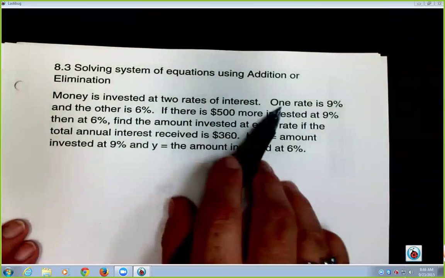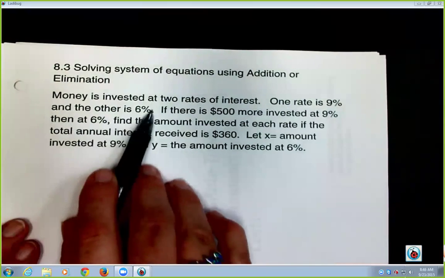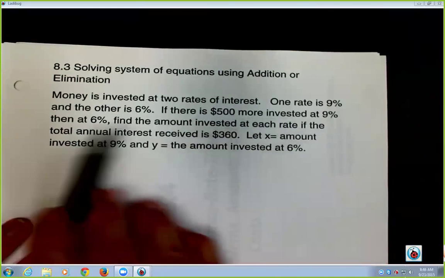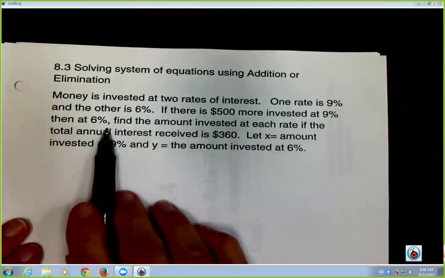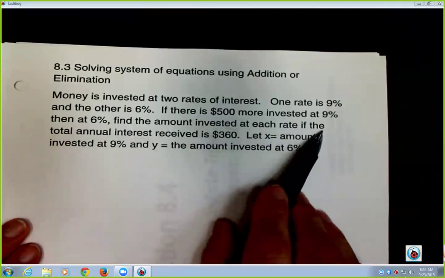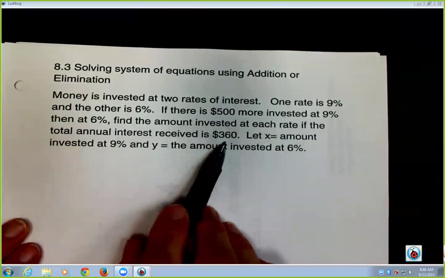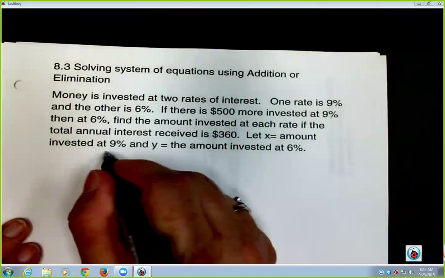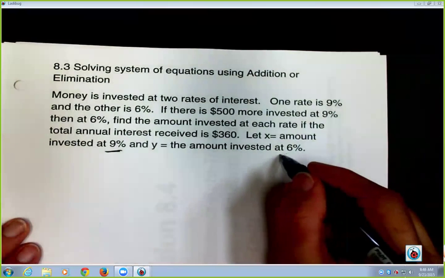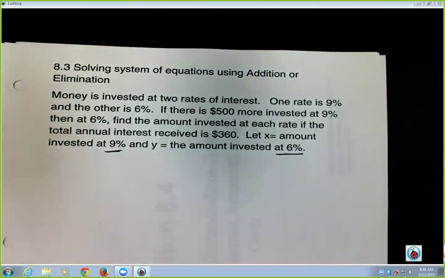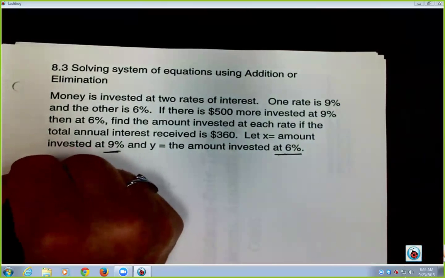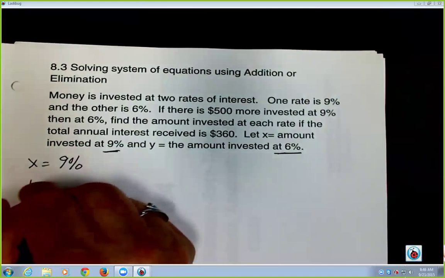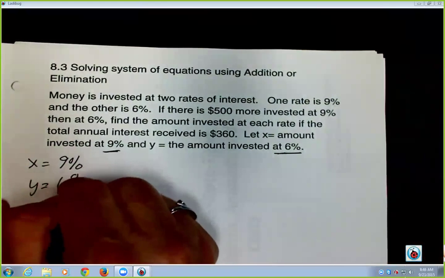It says money is invested at 2 interest rates, one at 9%, the other at 6%. If there is $500 more invested at 9% than at 6%, find the amount invested at each rate if the total annual interest received is $360. Let X equal the amount at 9%. Let Y equal the amount at 6%. So let's identify these. X is the 9%. Y is the 6%.